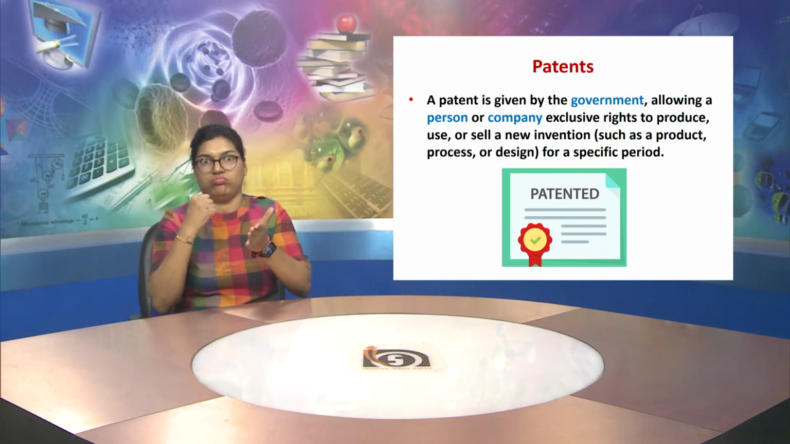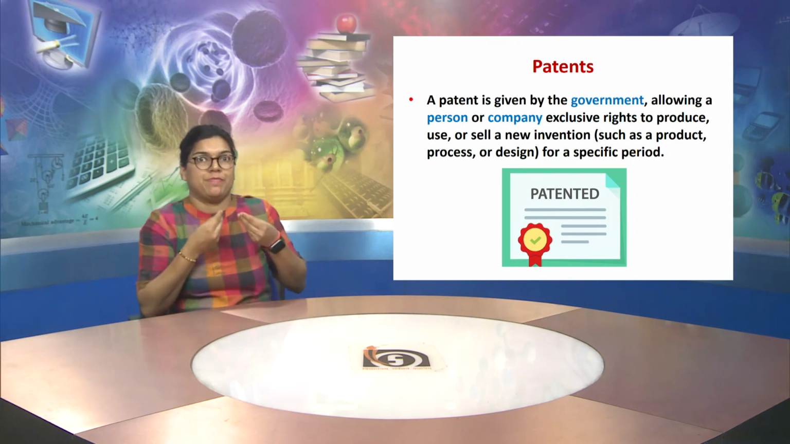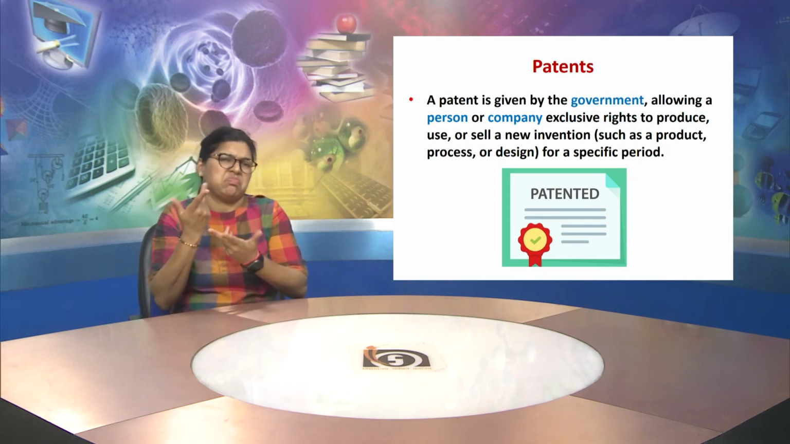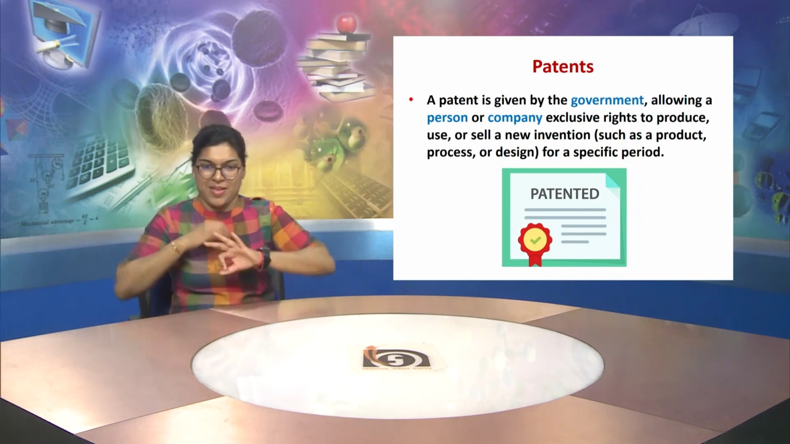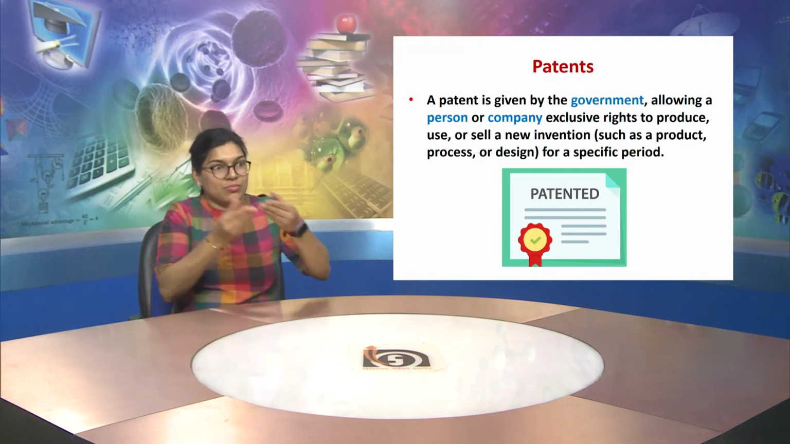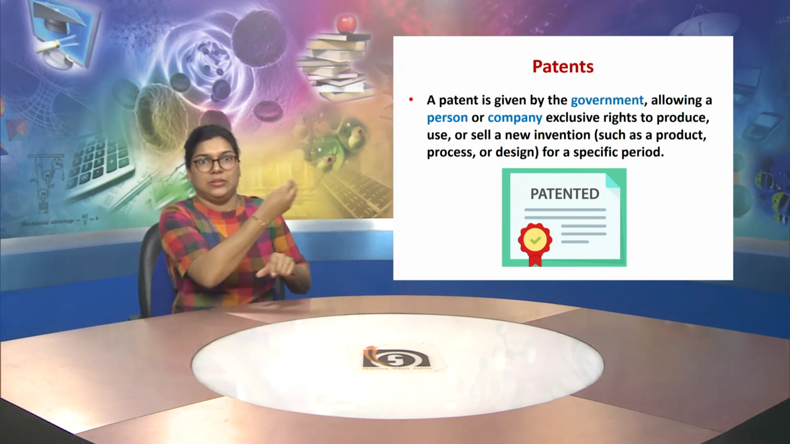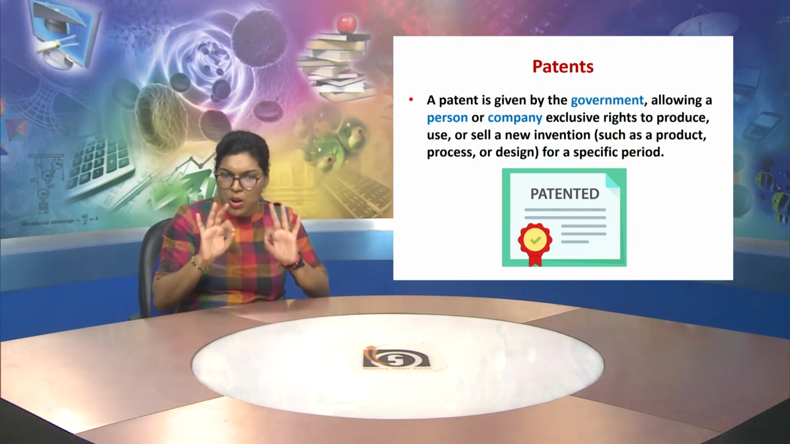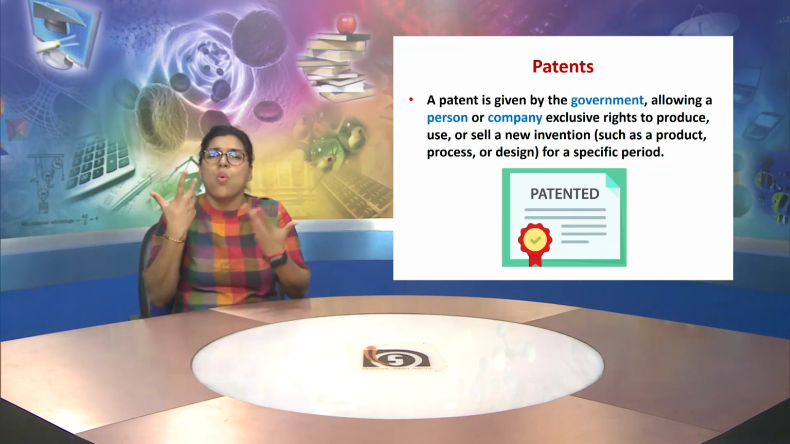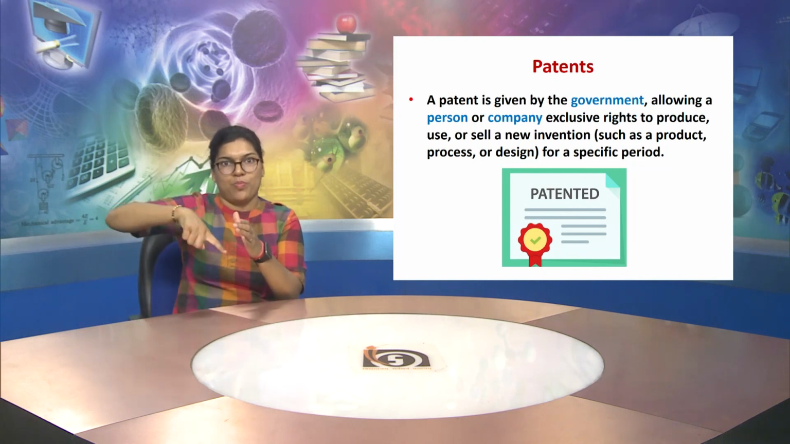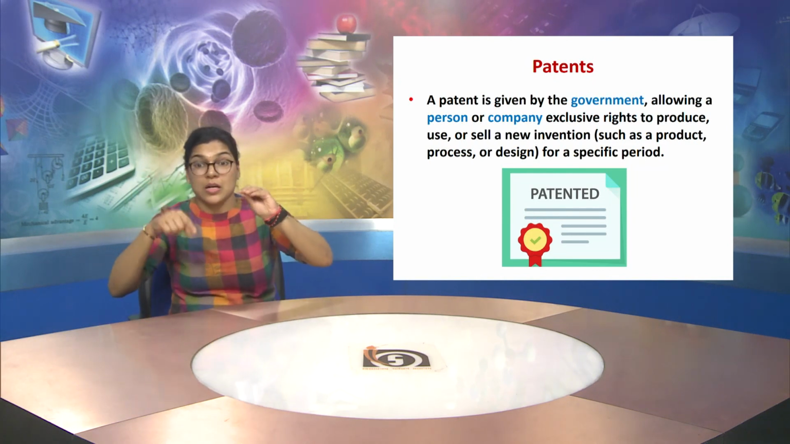Now you can see the word patents. A patent is given by the government, allowing a person or company exclusive rights to produce, use, or sell a new invention such as any product, any process, or any design for a specific period. It is a kind of license given by the government for a particular product or particular service for a specified time.